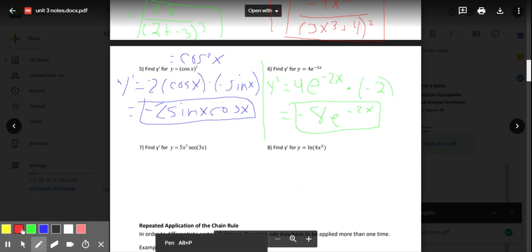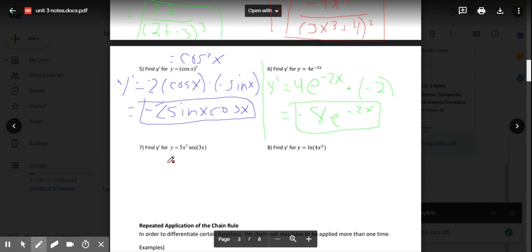All right, moving down. So this one, there's a lot going on here. So this is a product, first of all. So we have 5x squared times secant of 3x. So this is a product because this is multiplication right here. However, this second part of it right here, secant of 3x, that is chain rule because secant is the outside function and 3x is the inside function.